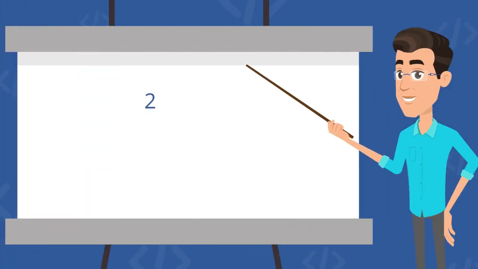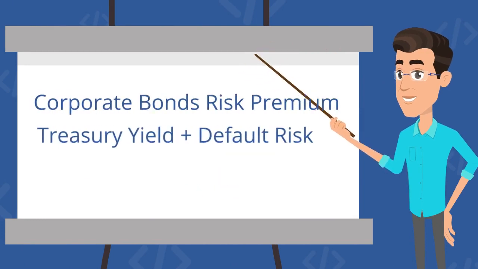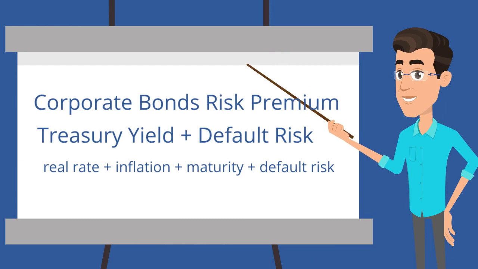The second formula is for the premium of corporate bonds. It is easiest to remember the formula as treasury yield plus default risk premium. Why is this true? Because treasury bonds do not have any default risk. This added risk increases the yield and increases the expected return.